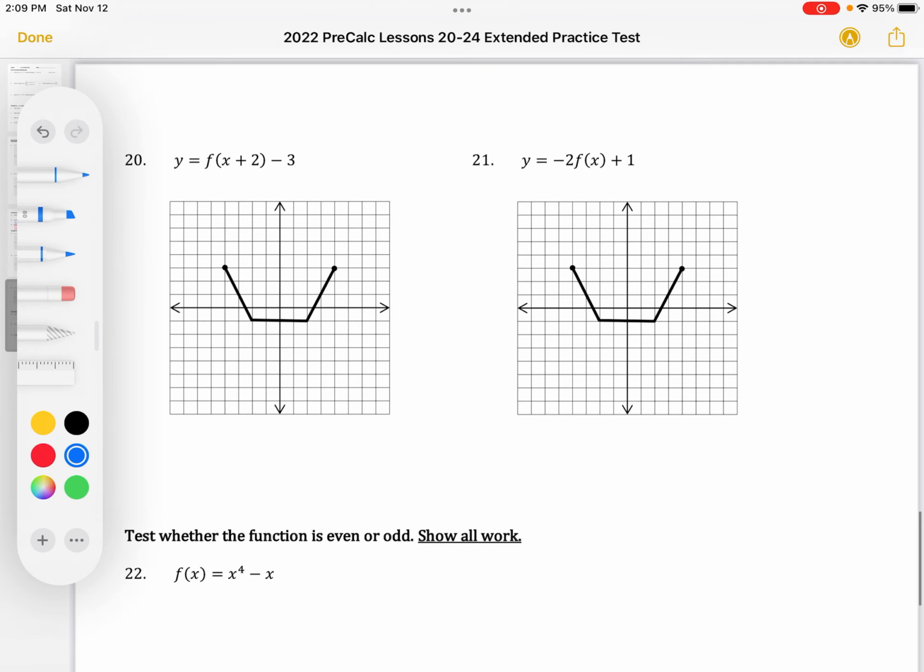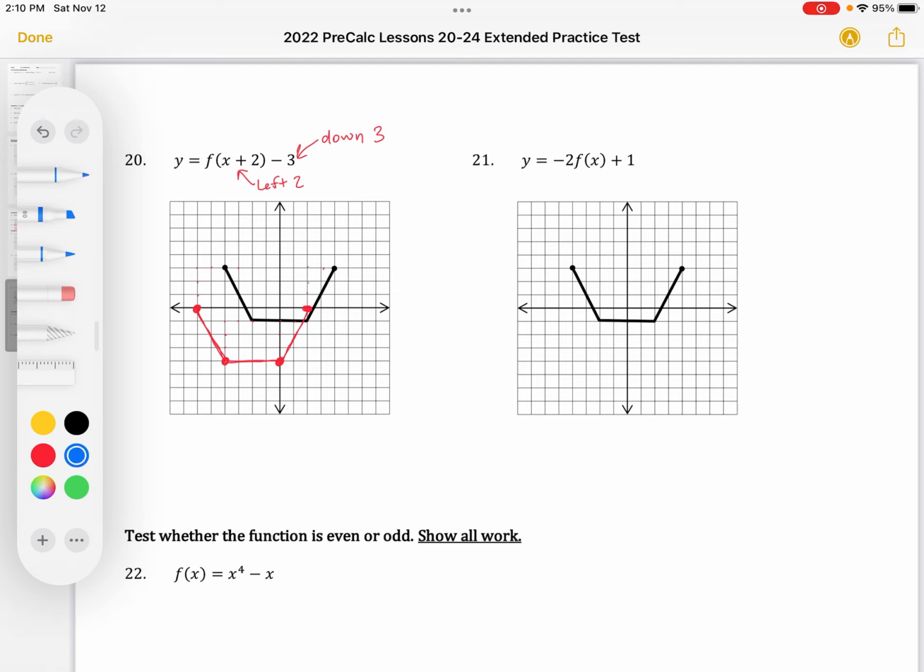All right, now we're going to do some transformations that have a couple things happening. 20 is not too bad. This +2 is just going to make your points go left 2, and this -3 is going to make them move down 3. So since these are both just shifts, we can do that at the same time. If I walk this point left 2 and then down 3, it's going to end up right here. This point left 2 and then down 3 will end up here. This point left 2 and down 3 is going to end up on the y-axis. And then this point, left 2 and down 3 is here. And then again, just connect those to get your final graph.